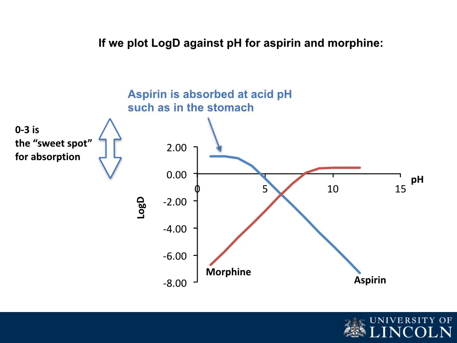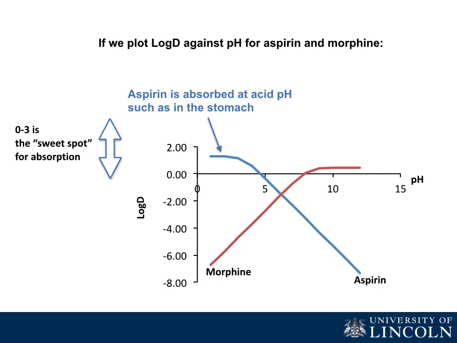So that means that aspirin is absorbed by passive diffusion at acidic pH, such as in the stomach. And as aspirin passes down the GI tract, where the pH rises, it becomes more difficult for it to be absorbed through the biological membrane. So this explains why aspirin is absorbed in the stomach.